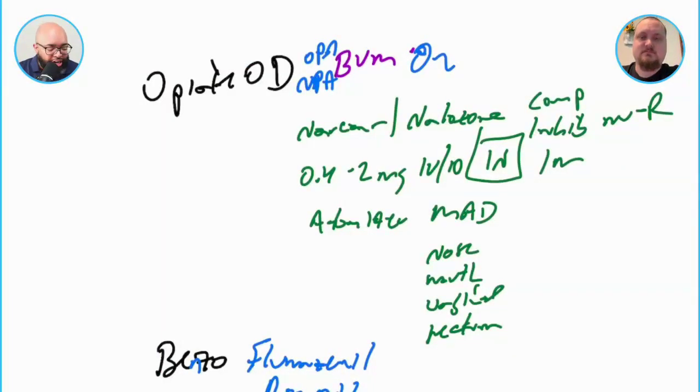You want to know all the generic names. So flumazenil is the generic name. Naloxone is the generic name. Okay. I learned that the hard way.